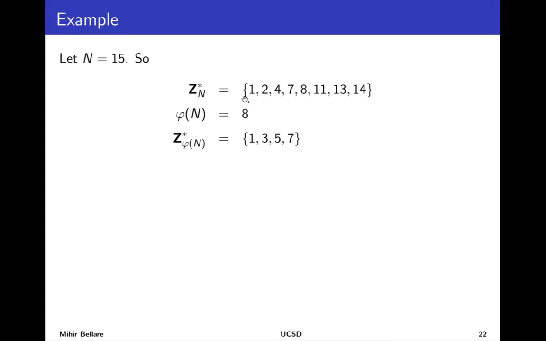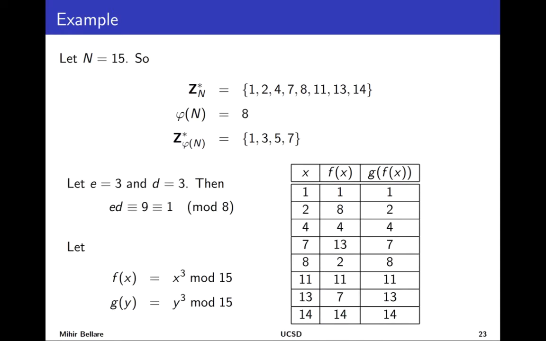What is phi of n? The number of things in here. So 1, 2, 3, 4, 5, 6, 7, 8. And now what is Z star phi of n? Well, I look at all numbers between 1 and 7 and throw away anything that has a common divisor with 8. But that just means I throw away any even number. So what's left is 1, 3, 5, 7. So there are 4 points in here. And that's the setup for RSA.